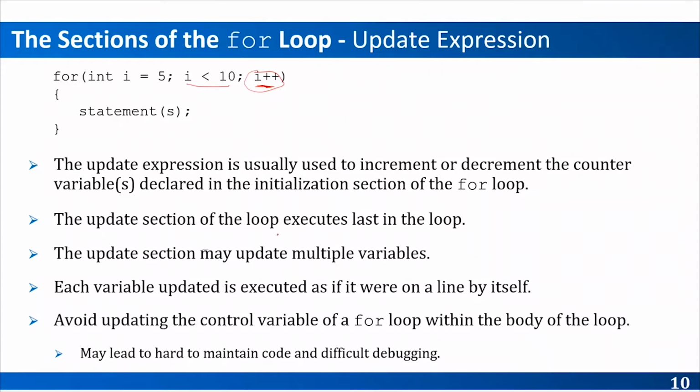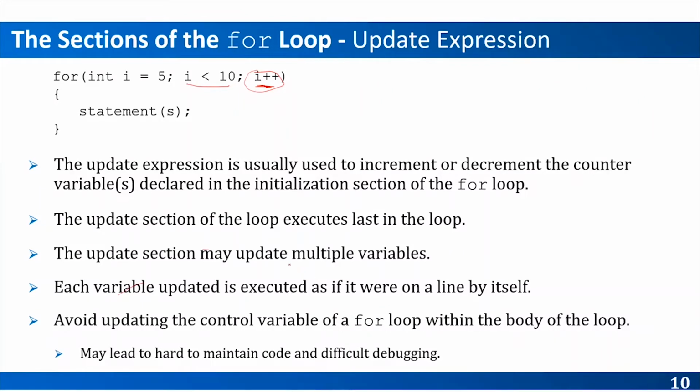The update section for the for loop executes last in the loop, and we will understand why or how. The update section may update multiple variables, similar to initializing multiple variables. You could update multiple variables, and each variable updated is executed as if it were on a line by itself. And in this case here, avoid updating in the body, and again, examples on BlueJ will explain this further.